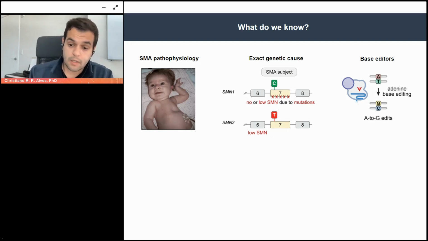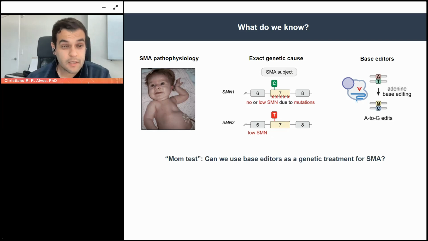So the central question here, I learned to call this the MON test, which is basically a very simple way to explain what we're trying to do here, is: can we use base editors as a genetic treatment for SMA? So down the road, can we keep developing these and actually provide a permanent treatment for this disease?